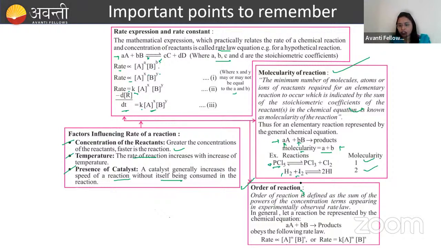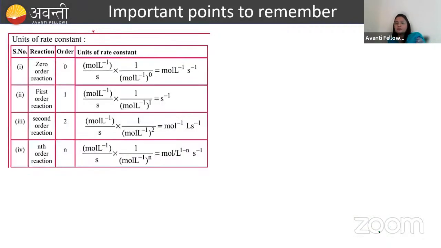So what is order of reaction? Order of reaction is defined as the summation of powers of concentration terms which appear in the rate law. So this is our reaction. How are we going to write the rate? Rate is directly proportional to their concentration with respect to their moles. Okay, so what will be the order? It will be the sum of the stoichiometric coefficients which are present in the rate law. So order will be m plus n. So this is about molecularity and order of a reaction.